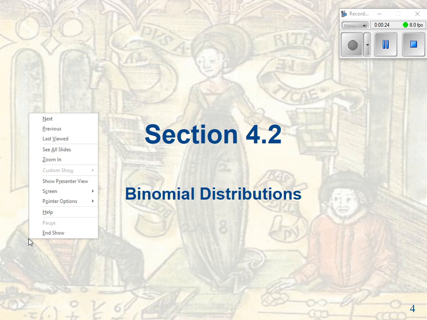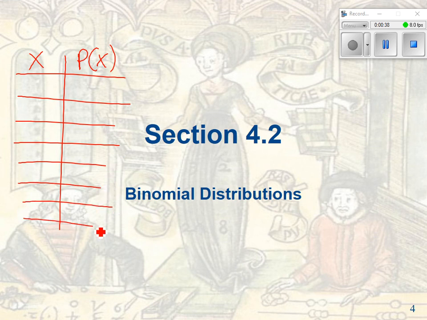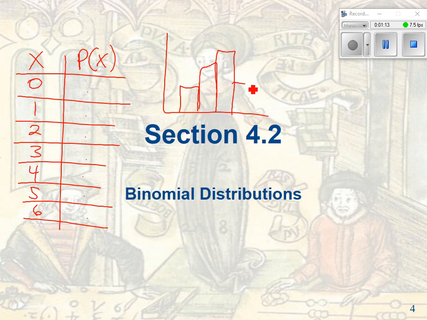So binomial distributions. We're going to be building charts with your x here and your probability of x. Sort of like the frequency distribution charts we've been doing all year, same idea. Your x will be like 1, 2, 3, 4, 5, 6, whatever, and then you put the probability of each of those happening. We did this the last couple of sections. Then from that, we're going to make our histograms and so on.